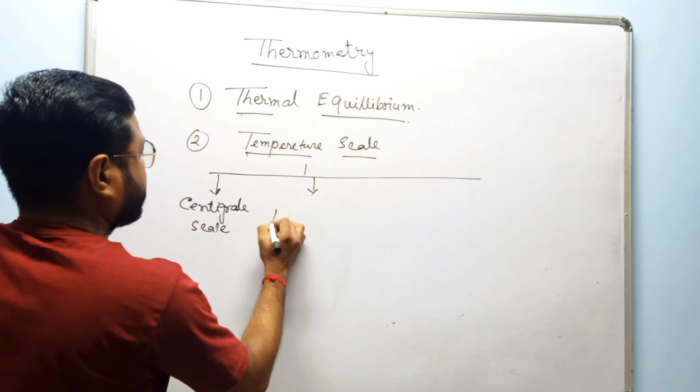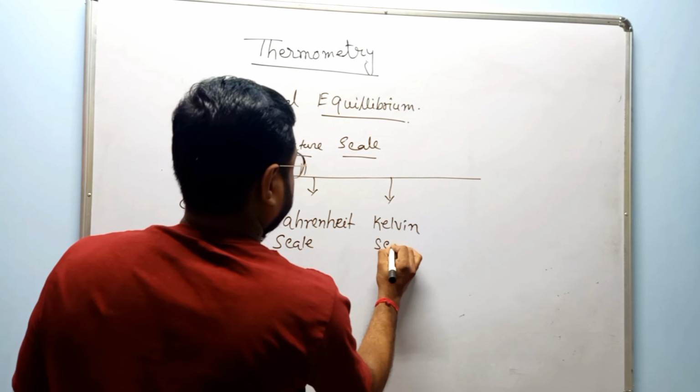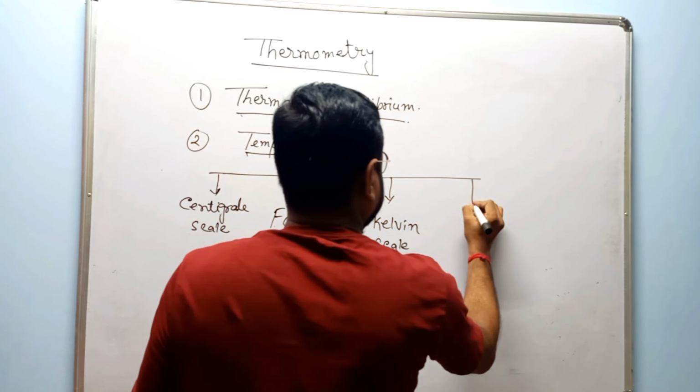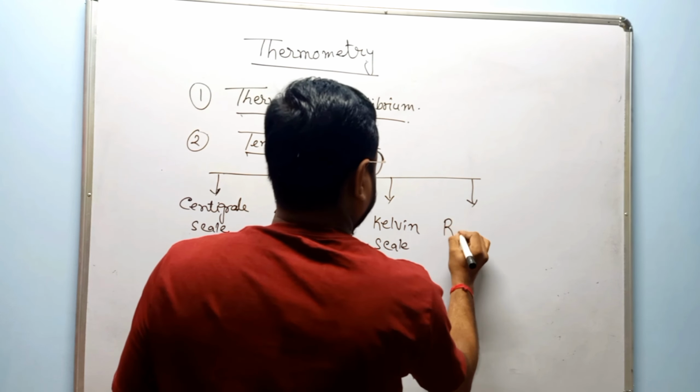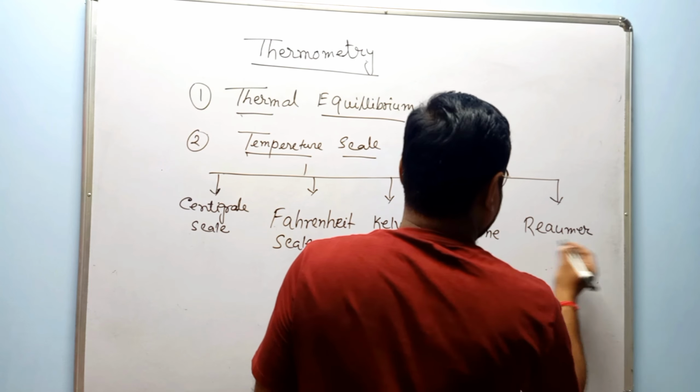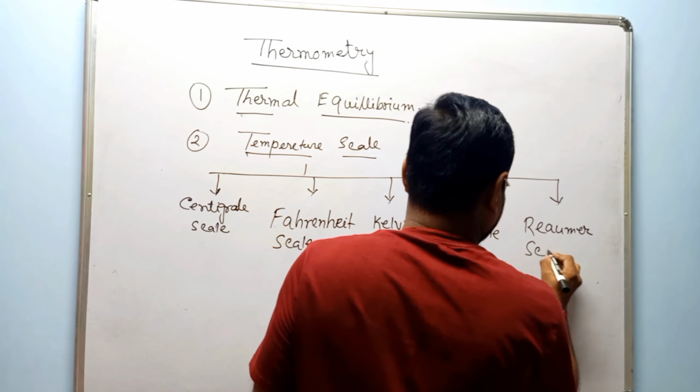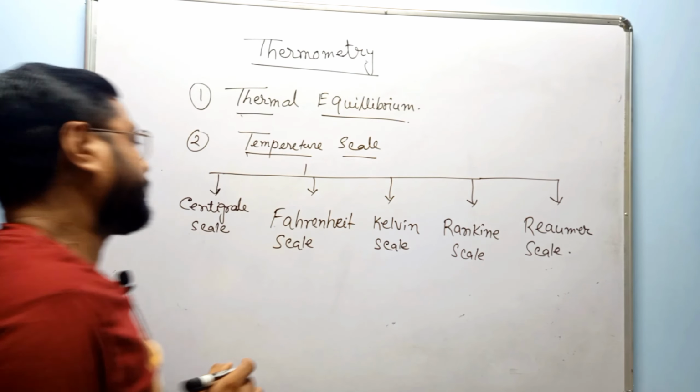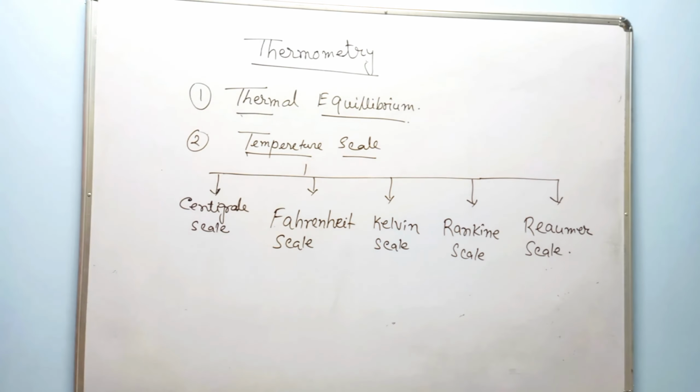Number 3 is Kelvin scale. Number 4 is Rankine scale. And number 5 is Reaumur scale. So these 5 types of scales deal with thermodynamics.